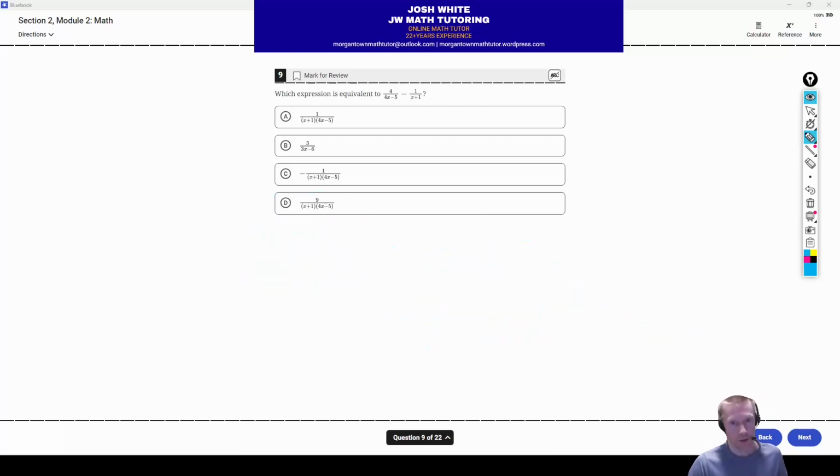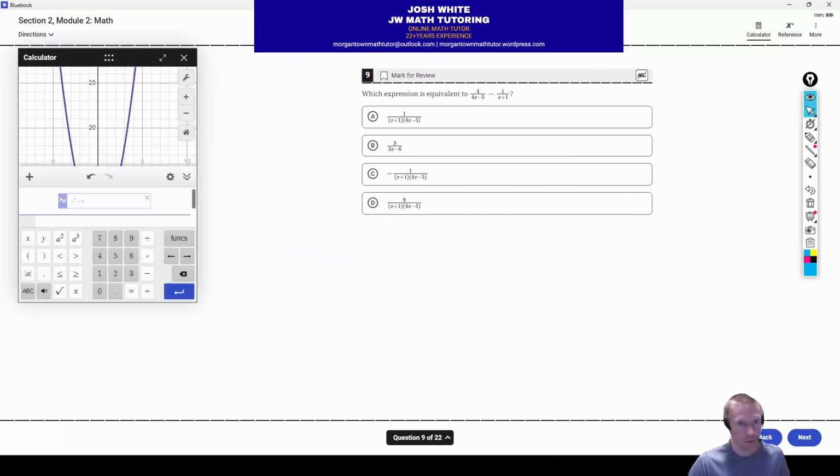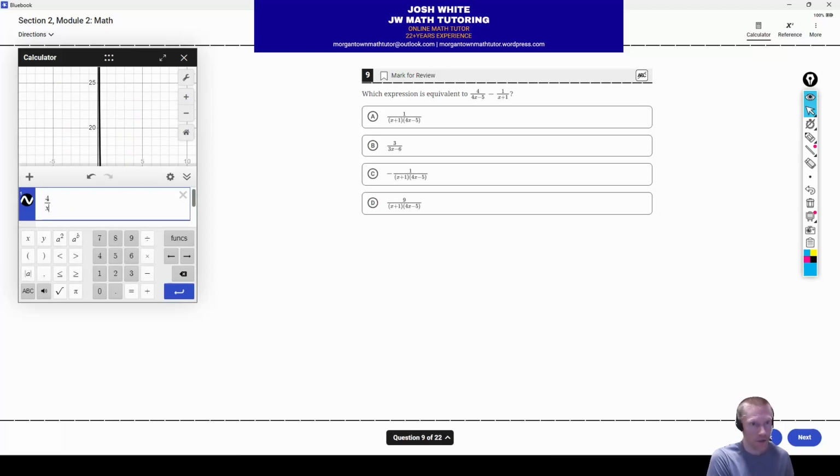Now, here's how you could do this entire thing in Desmos. So again, Desmos can be used when you're trying to match equivalent expressions. So I'm going to graph the first one.